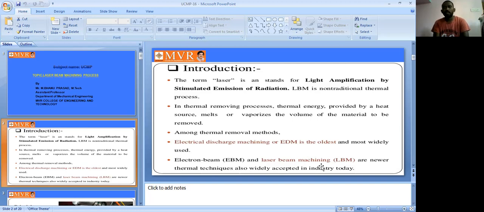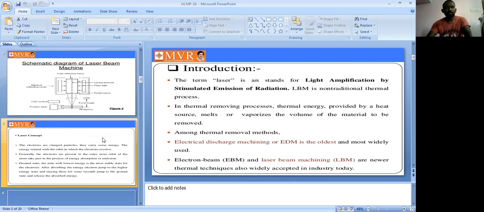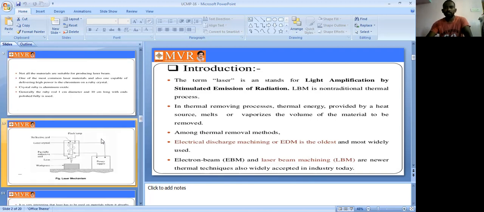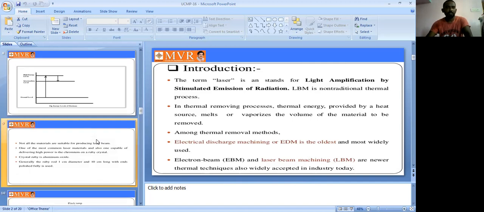This is the introduction. Laser is light amplification by stimulated emission of radiation. The laser beam machining process is a thermal removal process. Thermal energy produces a heat source, and using the heat source we can melt or vaporize the volume of metal to be removed. So we have two kinds of methods: the oldest is EDM, the newest are EBM and LBM. Next we will discuss the mechanism. In the previous lecture we completed the process parameters and other topics.